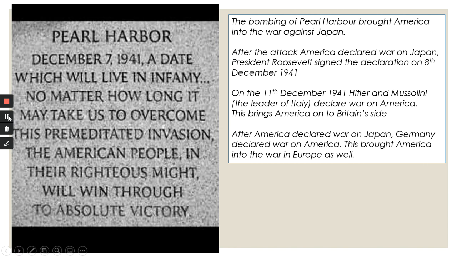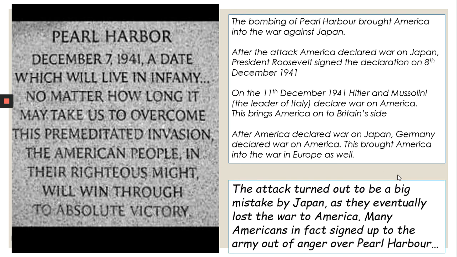onto Britain's side. And the key thing you need to know is Hitler and Mussolini are friends of Japan. They are their allies. So, by declaring war on the Americans, then Germany and Italy have brought America into the war. So they're no longer just fighting in the Pacific now, they are going to be fighting within Europe. And after America declared war on Germany and Japan, Germany declared war on America. This brought America into the war in Europe. So it is now a world war.